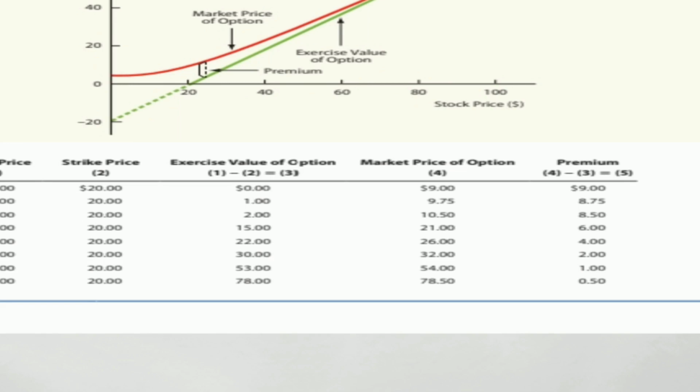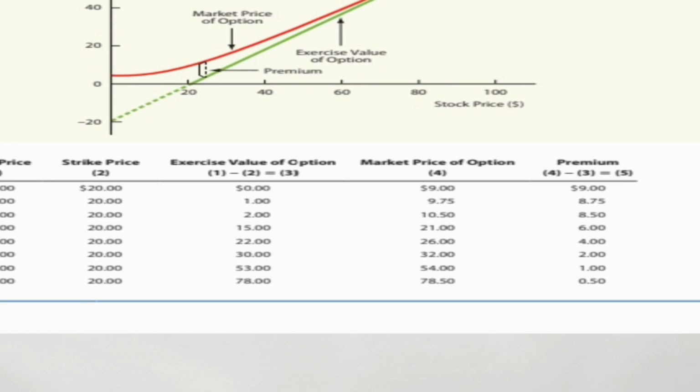So, for example, from the graph, when the stock sold for $20 and the option had a zero exercise value, its actual price and the premium were $9.